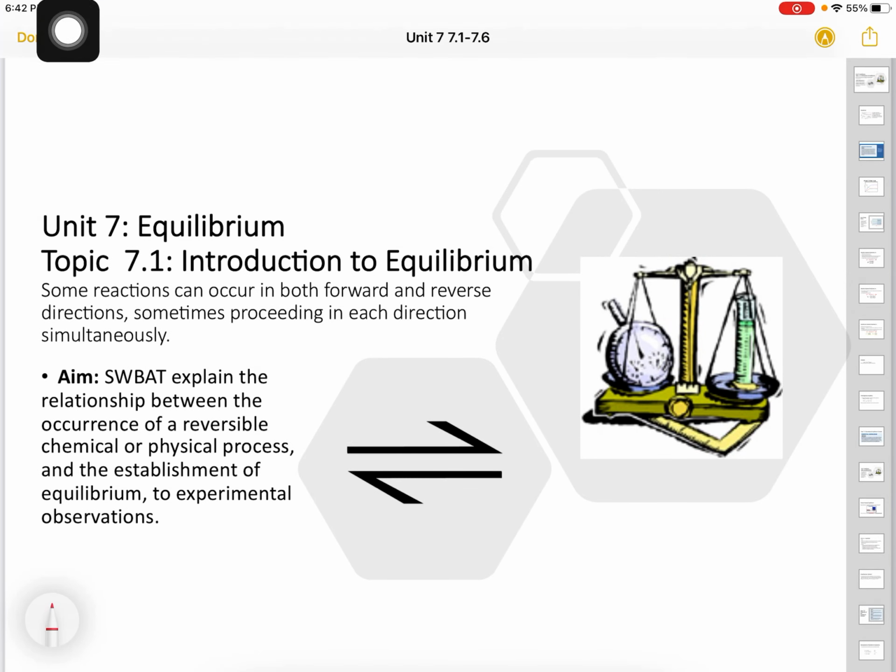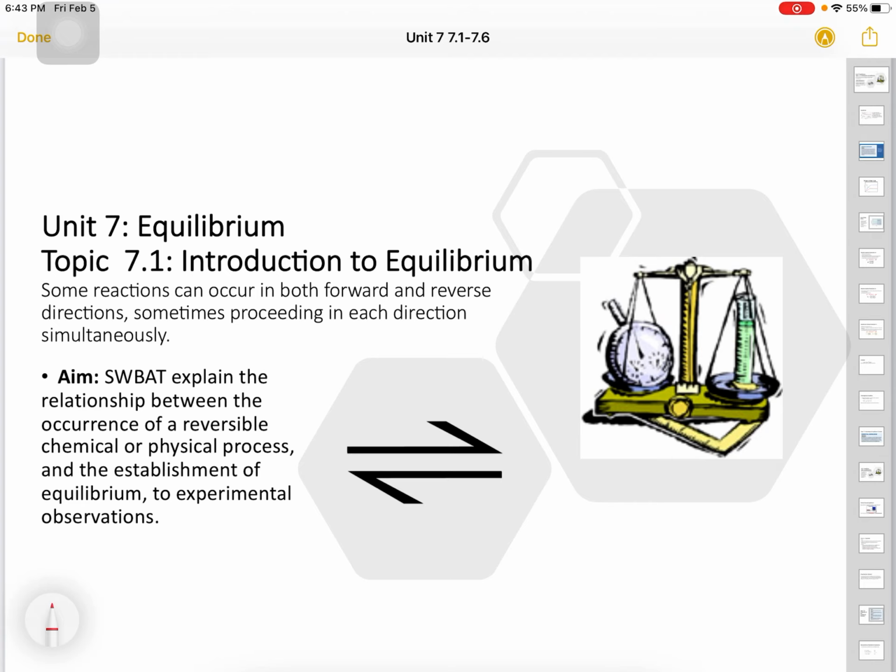Hey all, I'm going to go through the first 6 topics within Unit 7 in this flipped format because they are quite simple to understand with some basic background information, so we can focus our class time on doing some application problems. Unit 7 is our Introduction to Equilibrium.